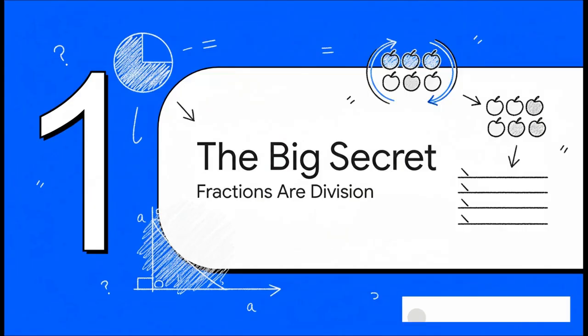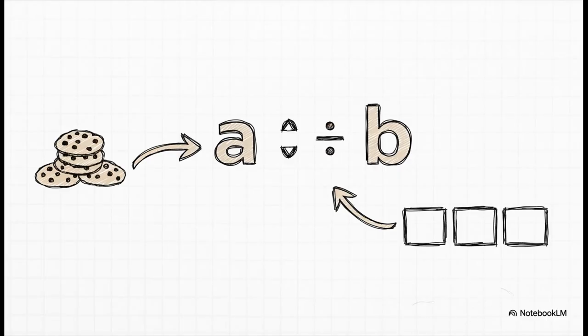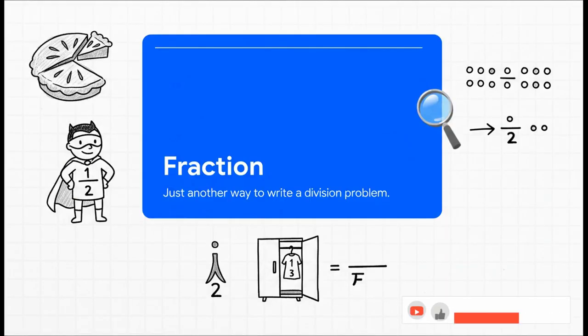And here's that secret. Fractions and division, they're basically the same thing. Yup, two sides of the same coin, just written a little differently. You've seen this a million times in math class, right? A divided by B. All it means is you're taking something and you're sharing it into a certain number of equal groups. Simple.